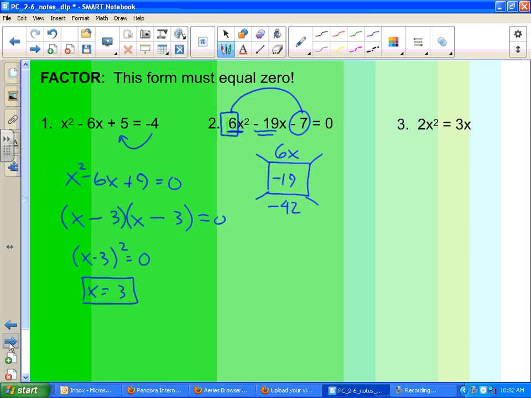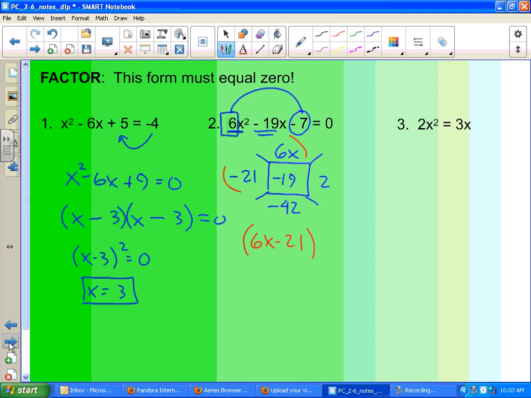What do we have? Anything work? Say that again. 21 and 2 would work. That's a great idea. So the 21 would need to be negative, and the 2 would have to be positive. So then we have 6x minus 21.